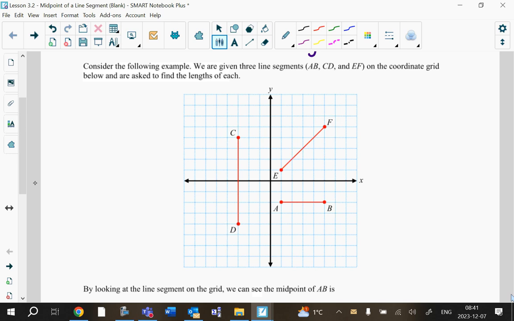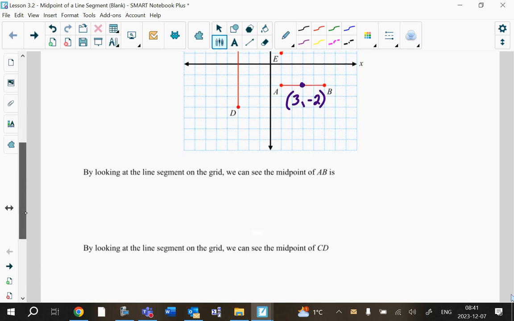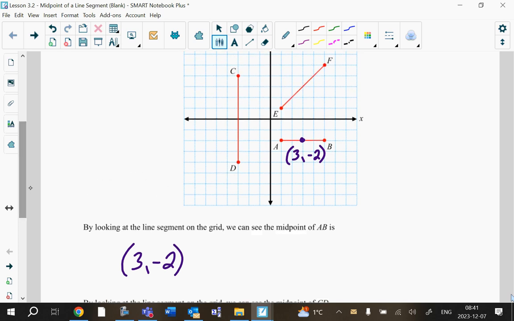3, -2. It would be right here, halfway between the endpoints of A and B. And that's the point 3, -2. Actually, I can just write them here. 3, -2. Pretty obvious with the horizontal line segment. Should be obvious too with the vertical line segment like CD.